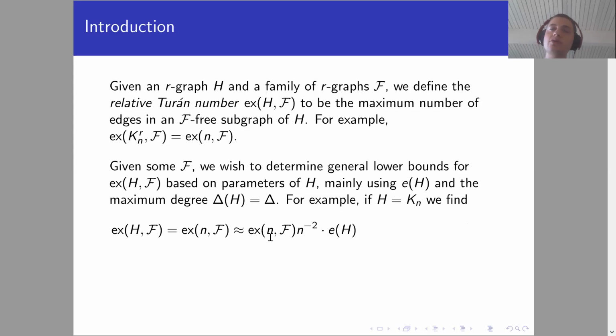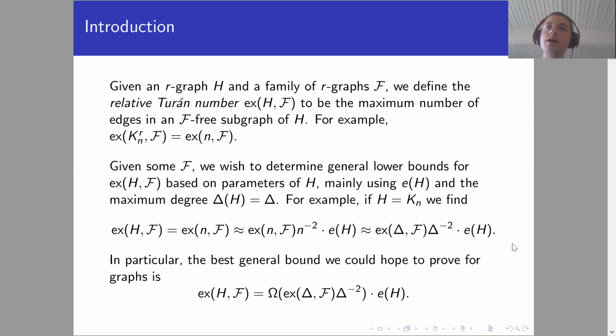But again, we don't want the order of h, we want the maximum degree, which fortunately is also about n here. So we can just replace these n's with deltas and get this bound here. So these are the kind of bounds we're looking for. And in particular, what this brief argument shows is that if we want a bound of this form, the strongest bound we can prove is in fact this as a lower bound.